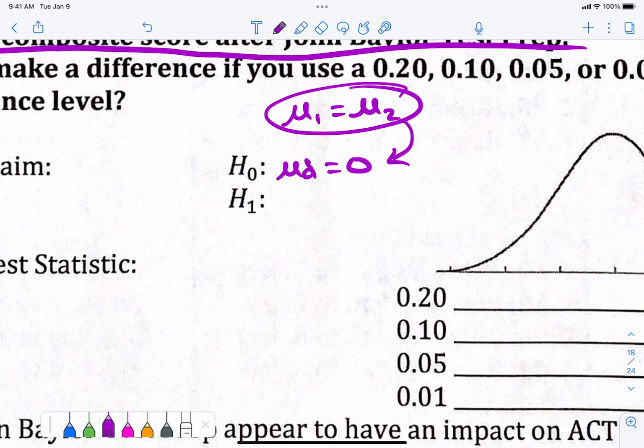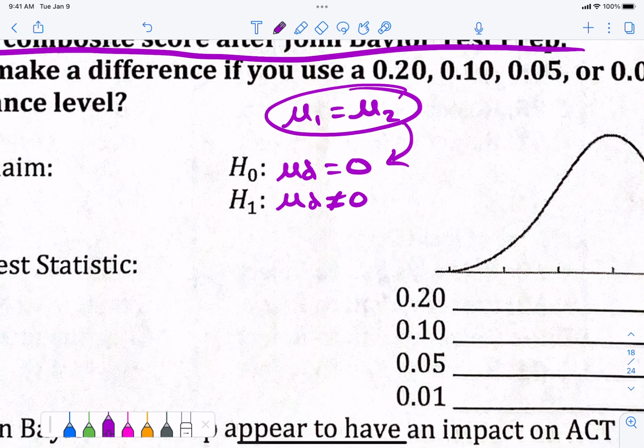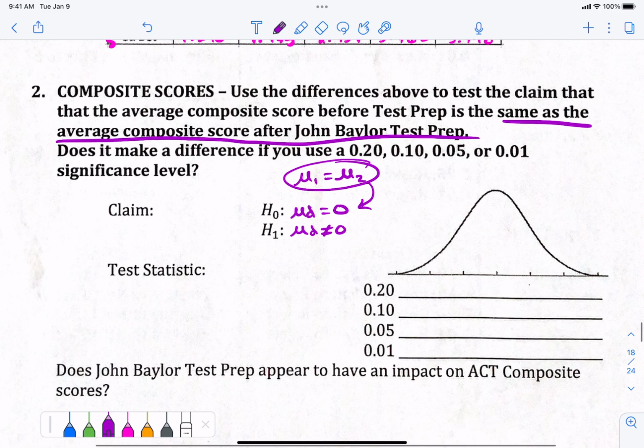Then we don't know whether John Baylor is being effective or not. We can guess according to our table, but they just say, is there a difference? So we're going to say equal to, not equal to. We're claiming that it is the same. So which one does our claim go with? H0, yep, claim goes here. So we're going to answer that question and then we're going to see whether it's effective or not.